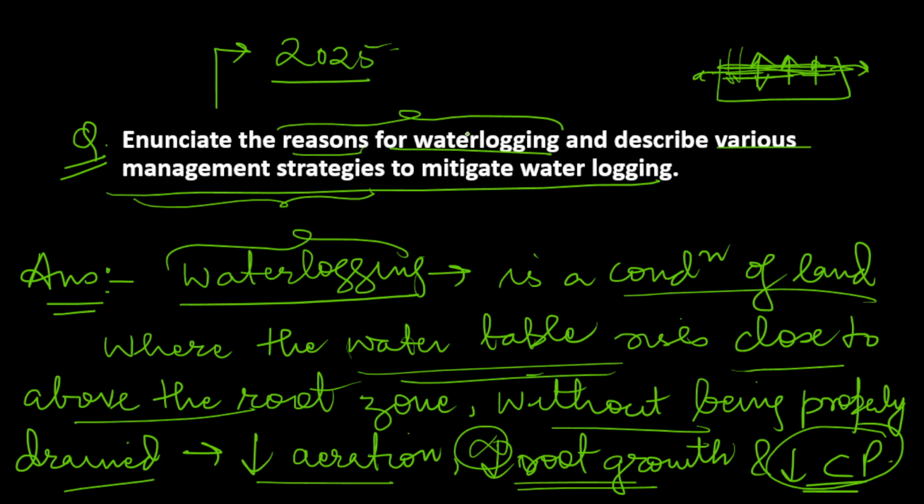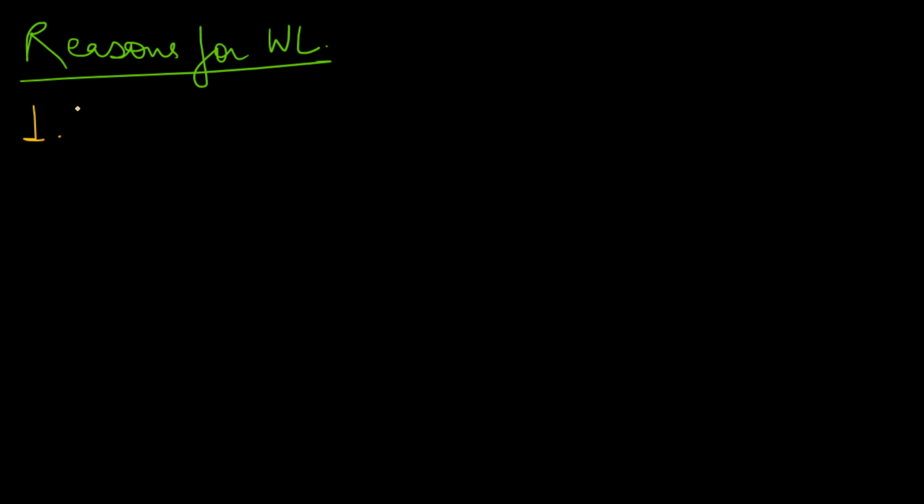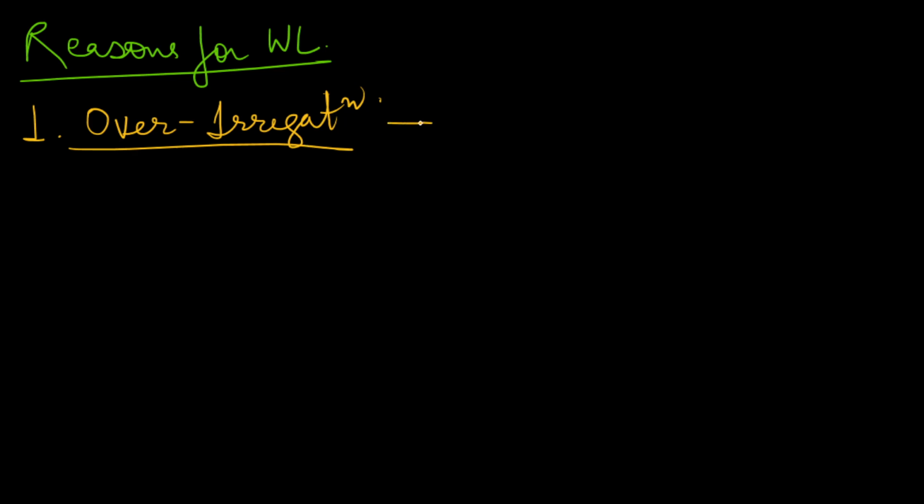Now, the first part of the question, in the body, is asking us about reasons for waterlogging. So we will first discuss it. What are the reasons? First and foremost is faulty irrigation practices, that is over irrigation. We tend to give more water than the requirement. Over irrigation leads to waterlogging. There are various irrigation methods such as surface flow irrigation, and if surface flow irrigation is wrongly used, it leads to waterlogging.